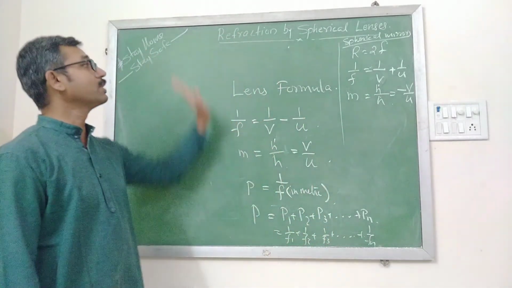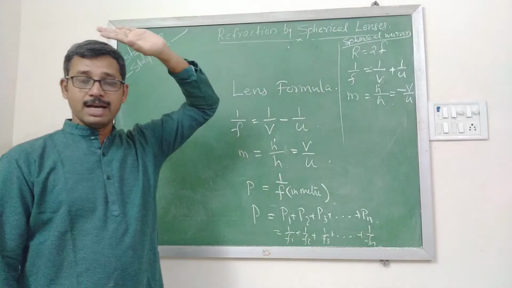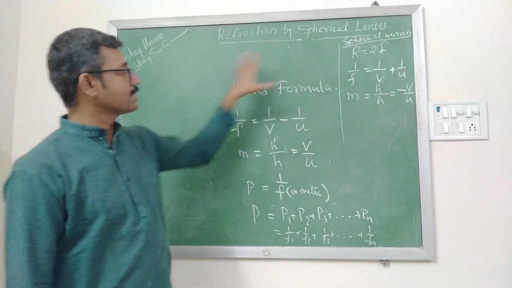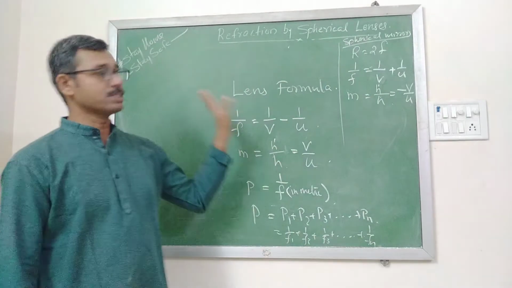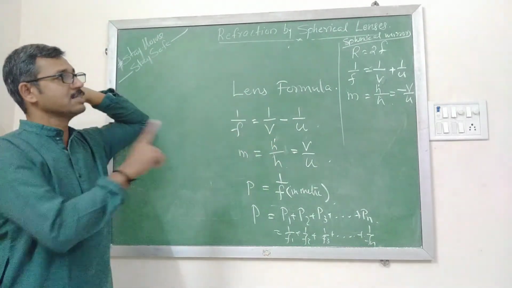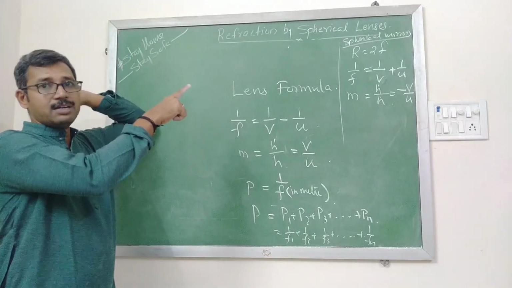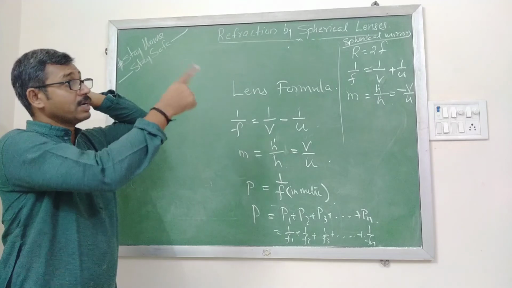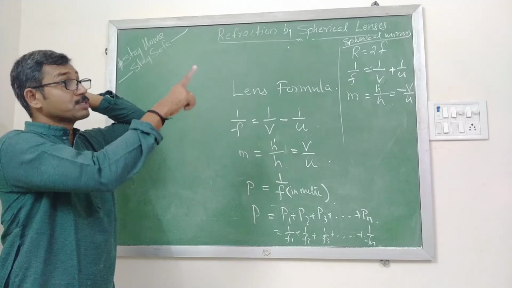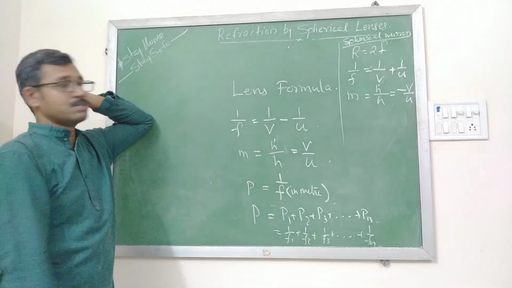Today we studied about the refraction by spherical lenses. What you have to do is take a screenshot of this and study all these formulas. All the formulas of this lesson are there on the board. Spherical mirrors: R, radius of curvature, equals 2f. Then 1 upon f is equal to 1 upon v plus 1 upon u. m is equal to h dash upon h is equal to minus v upon u.